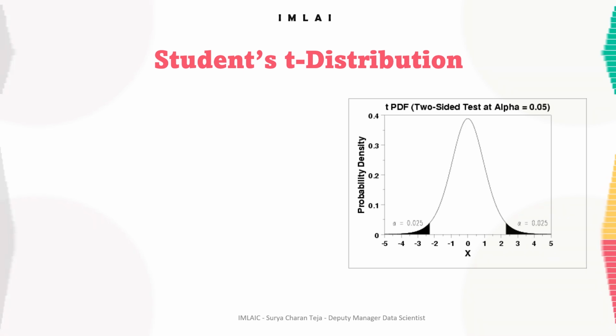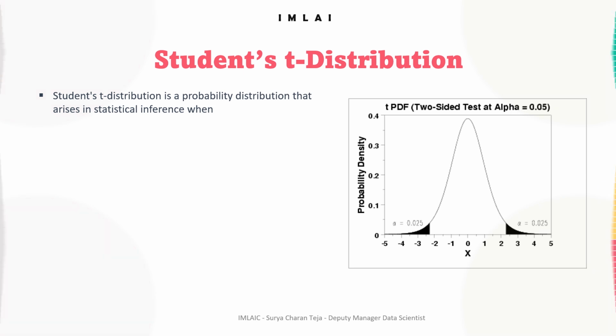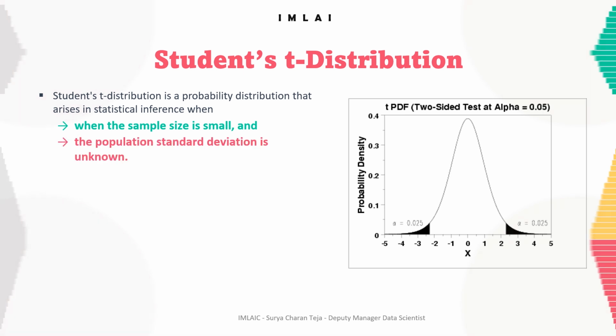So students, the T distribution is a probability distribution that arises in statistical inference when the sample size is small and the population standard deviation is unknown. When we do not know the population standard deviation, and when the sample size is very small, in this case we will go with the Student's T distribution.